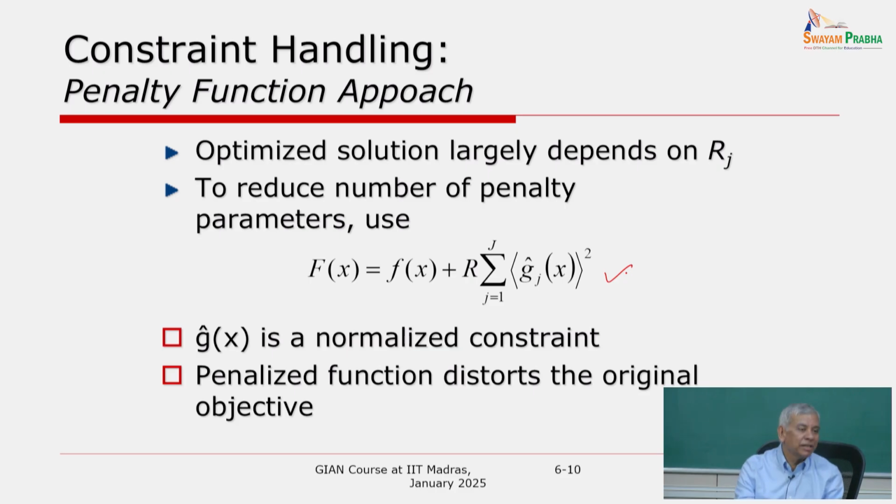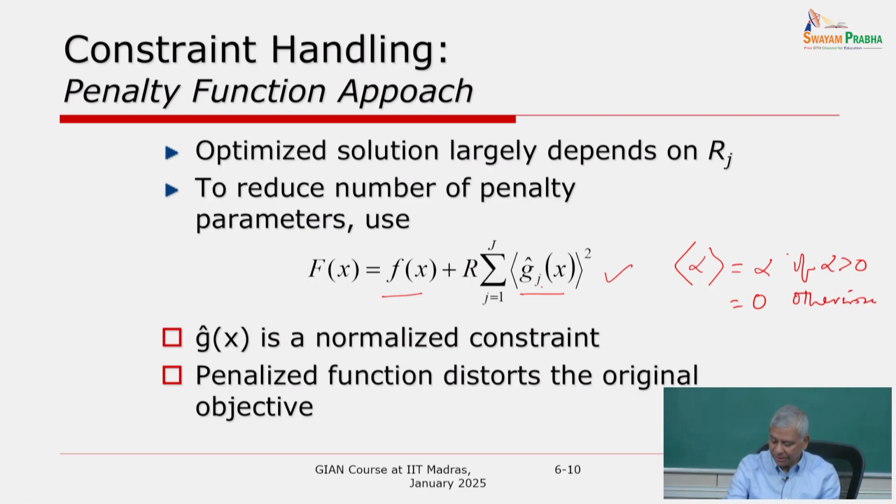I showed you before in the context of point-based methods. You have a function that you want to minimize. You have some constraints that you want to satisfy. You can apply this bracket operator. What the bracket operator means is this is equal to alpha if alpha is greater than 0, equal to 0 otherwise. What does it mean?